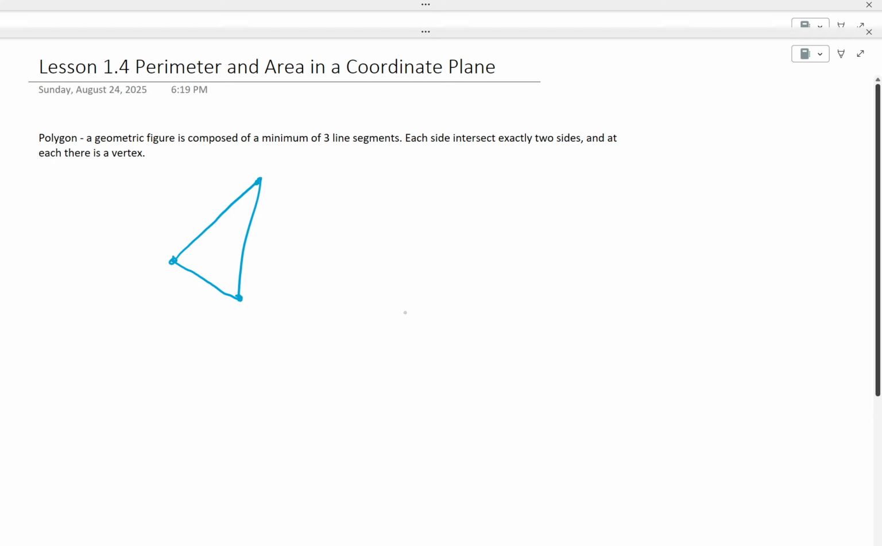And here, I'm going to really solidify the points with these little dots. And we're going to question whether or not this is a line segment. Are these all line segments? And the answer is yes. And is this a polygon? So we have a minimum of 3 sides. All of them are line segments. And they intersect exactly 2 sides. So the answer is going to be a yes.